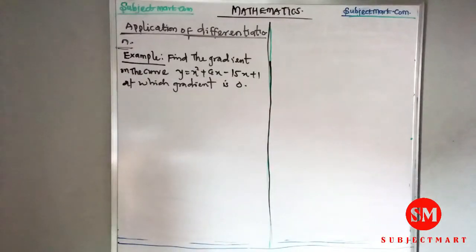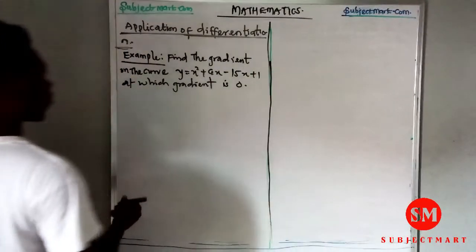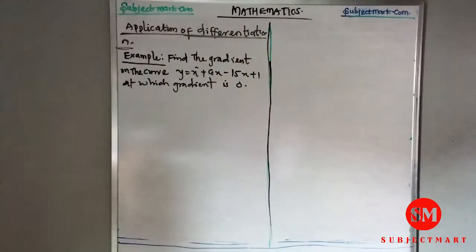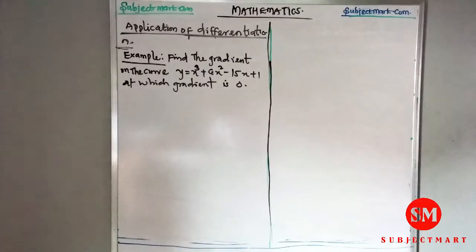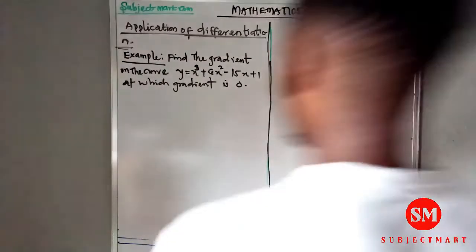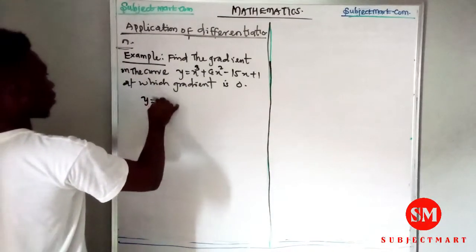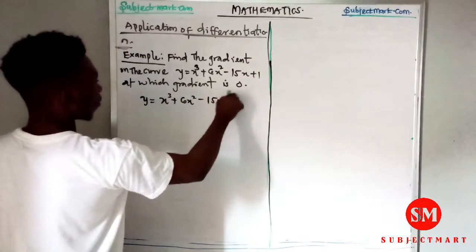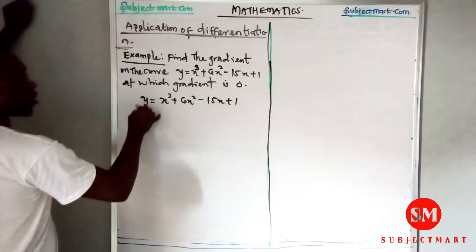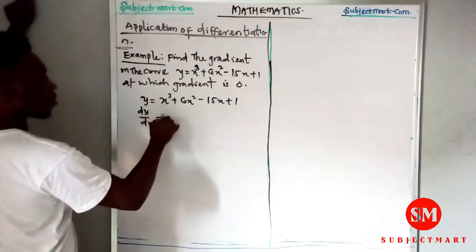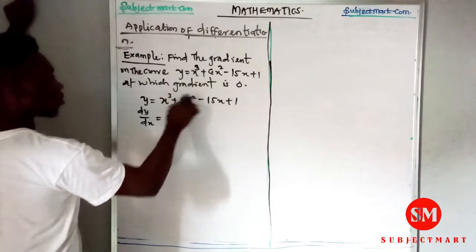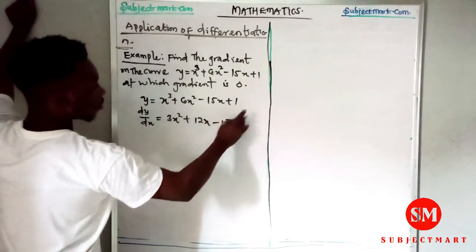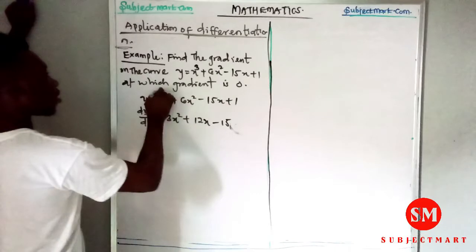Now, find the gradient on the curve. This question here says y here is equal to x raised to power 3 plus 6x raised to power 2 minus 15x plus 1. So differentiate. Your dy/dx here is equal to 3x raised to power 2 plus 12x minus 15. Now they say that your gradient is equal to 0.